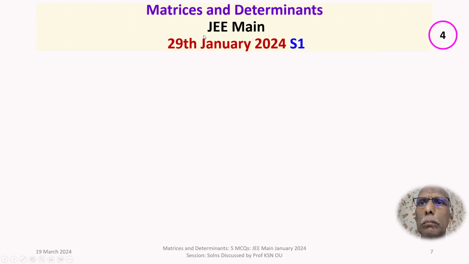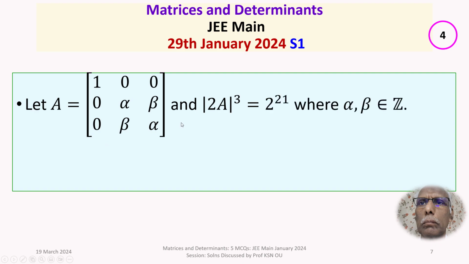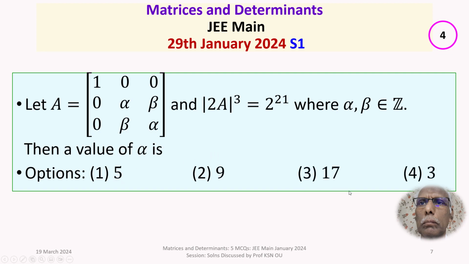This question has appeared in the JEE Main Examination held on 29th January 2024 in the first shift. And the given question is, let A be a 3 by 3 matrix given by the first row 1 0 0, second row 0 alpha beta, third row 0 beta alpha, and determinant of 2A whole cube is equal to 2 to the power of 21, where alpha, beta belong to Z, alpha, beta are integers. Then a value of alpha is, we are given 4 options.